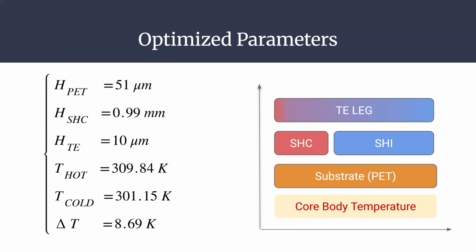And the second half of the optimized parameters are the T hot, which is 309.84 Kelvin. The cold end temperature is 301.15 Kelvin, which leads to this delta T that is the goal of the simulation, and we reached 8.69 Kelvin. Next slide, please.